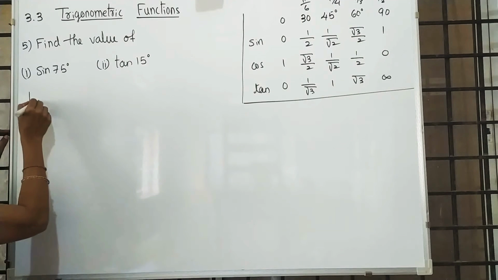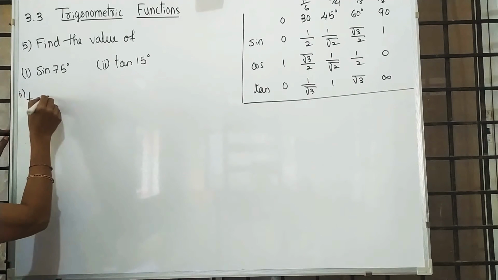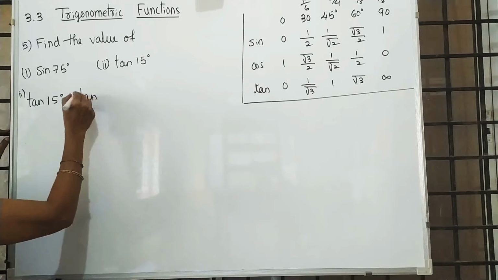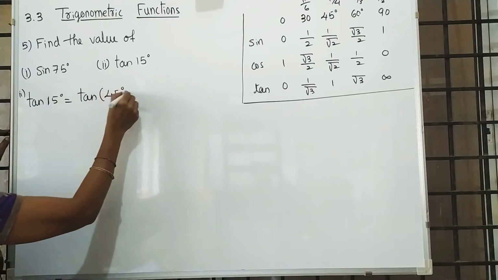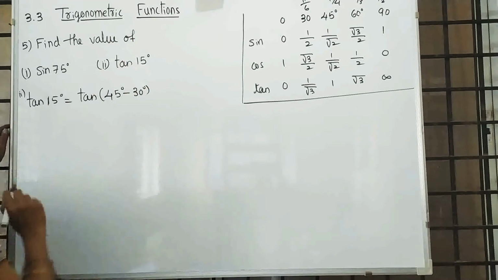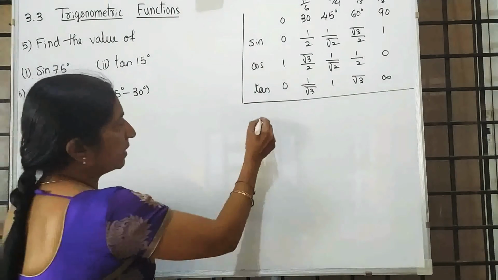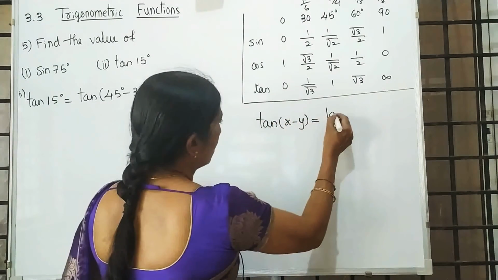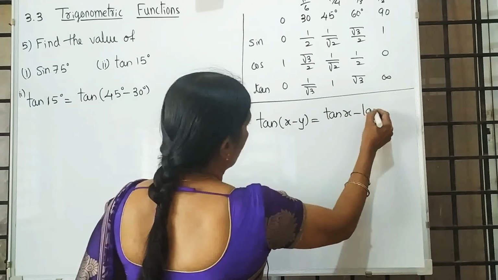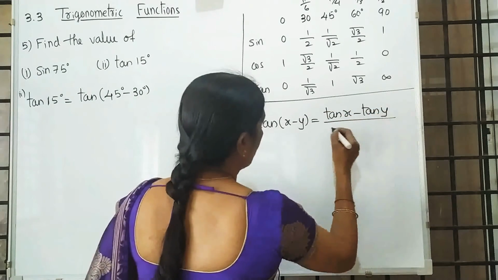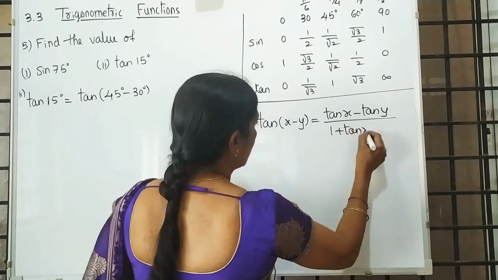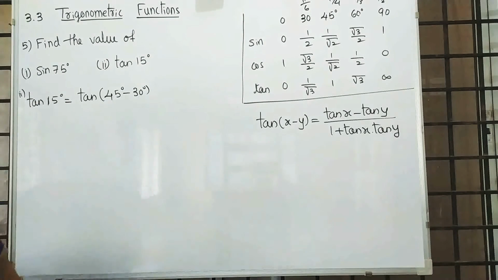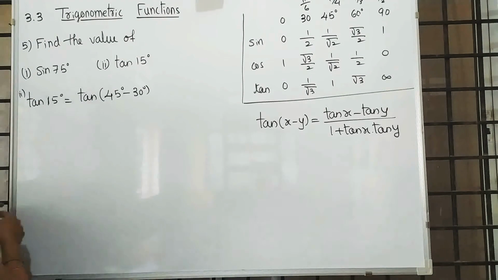So tan 15 degree, second one. Again we have to split into values you are familiar with. That's why I am splitting this as 45 degree minus 30 degree. Both values are familiar from the table, and it is in the form of tan(x minus y), that is tan x minus tan y divided by 1 plus tan x into tan y. So x is 45 and y is 30 degree.